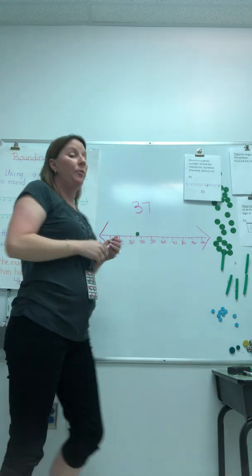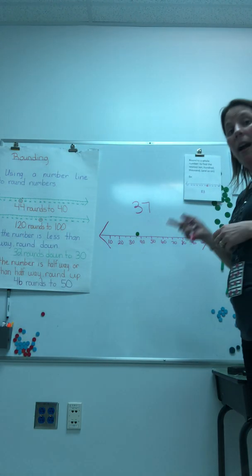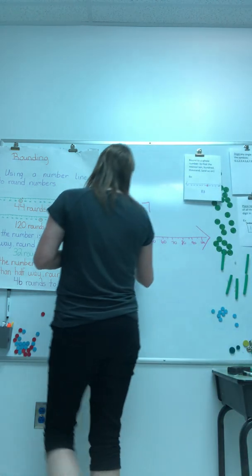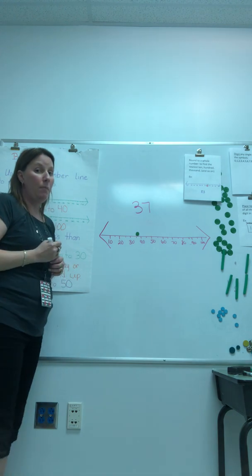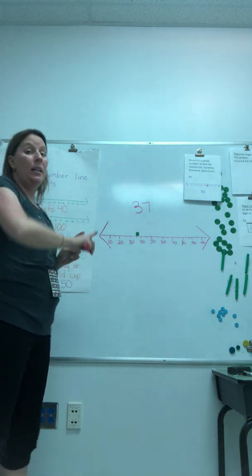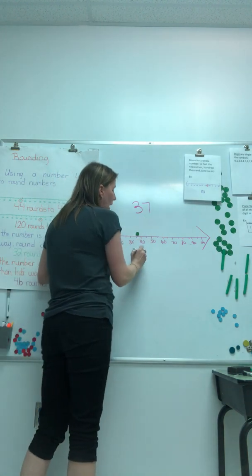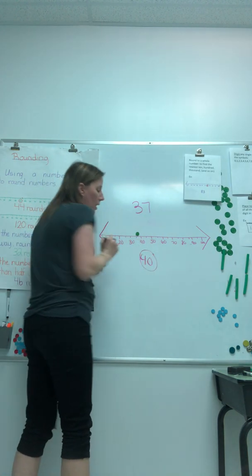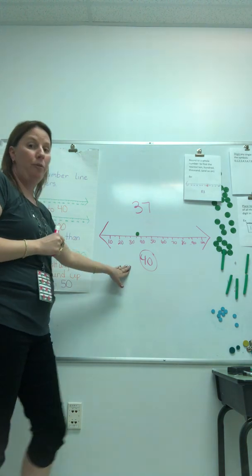All right, the next step is deciding, is this number less than halfway or halfway or more? When we look at the number, I know that the halfway mark is here and it is past the halfway mark. That tells me that I need to round up to the next 10. So 37 rounded to the next 10 would be 40. So for 37, we could say rounding is about 40.